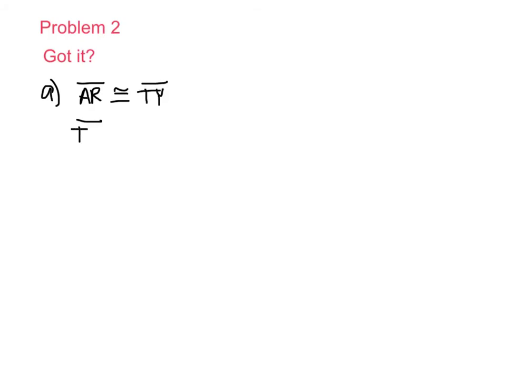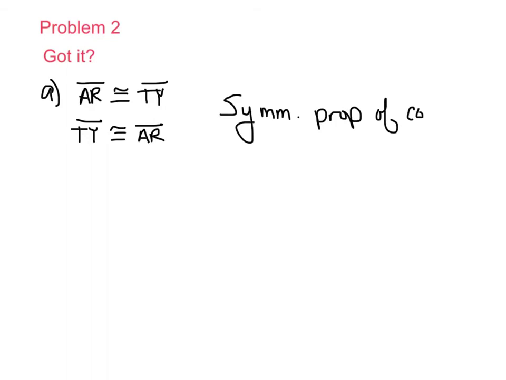So A says segment AR is congruent to segment TY. And then segment TY is congruent to segment AR. So you'll notice that with these segments, we're just reversing them and saying that they're congruent. This would be the symmetric property of congruence. Now, I'm just going to write this.